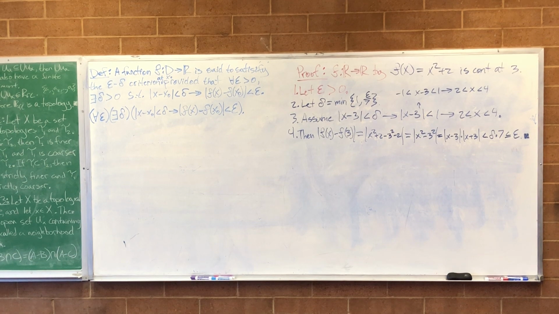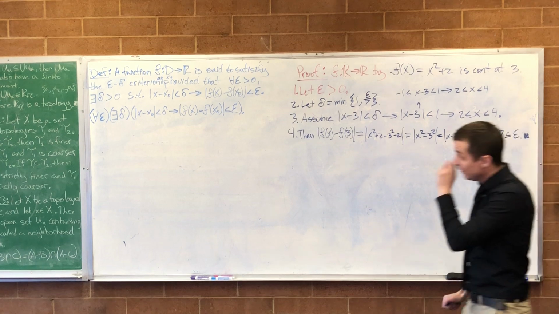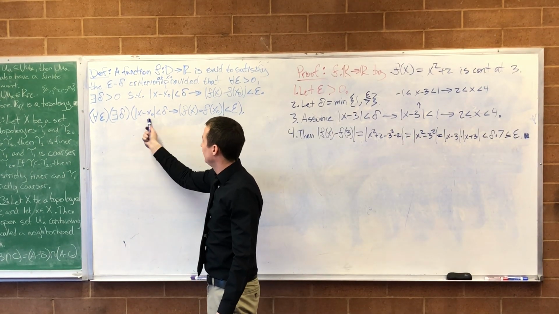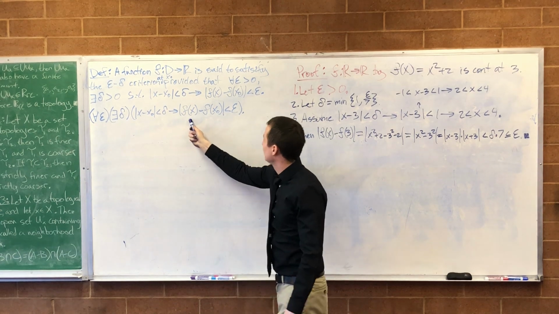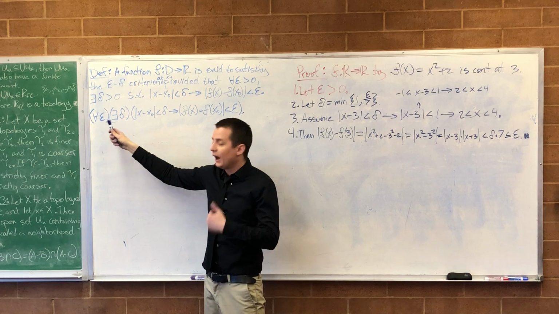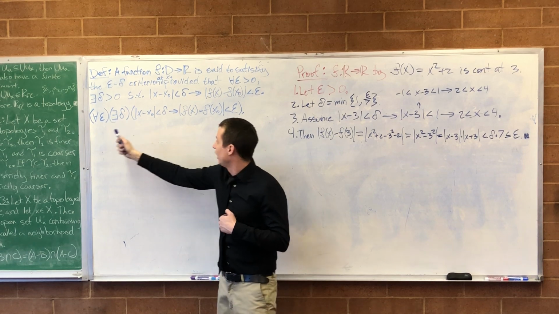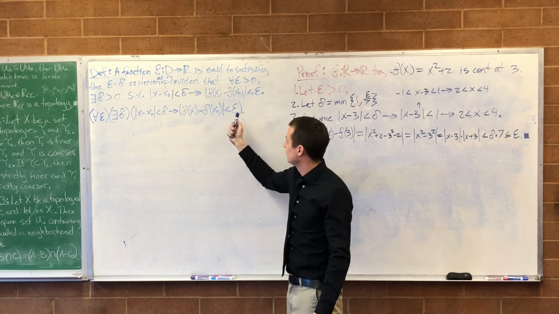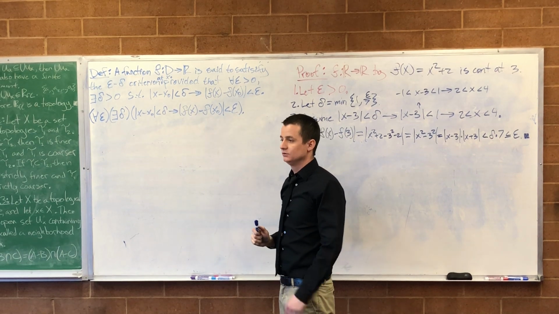We were proving this implication: if x is within delta of x naught, then f of x is within epsilon of f of x naught. For any epsilon you choose, I can always find a delta such that x being within delta of x naught implies f of x is within epsilon of f of x naught.